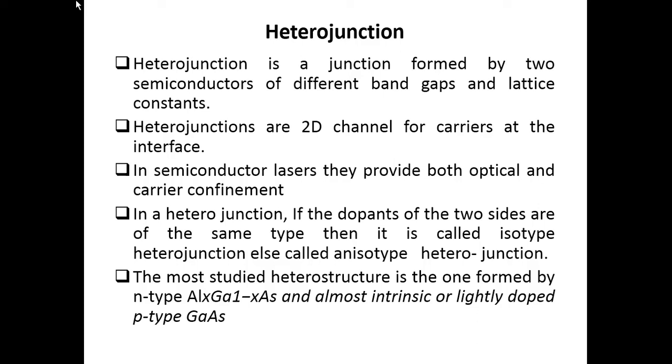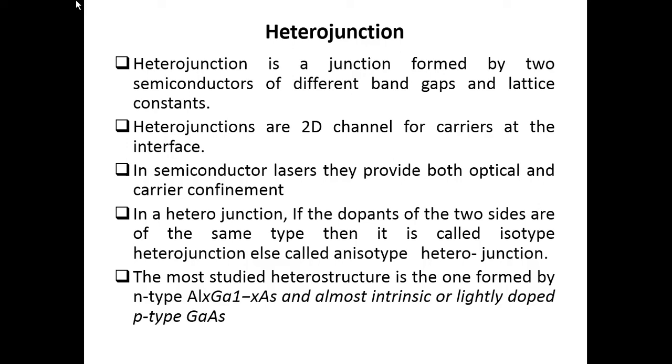Heterojunctions are 2D channels for carriers at the interface. In semiconductor lasers, they provide both optical and carrier confinement. Heterojunctions, which are two-dimensional electron gas channels, have carrier confinement in one direction, and the electron has motion possible in two directions. That is why it is called two-dimensional electron motion.